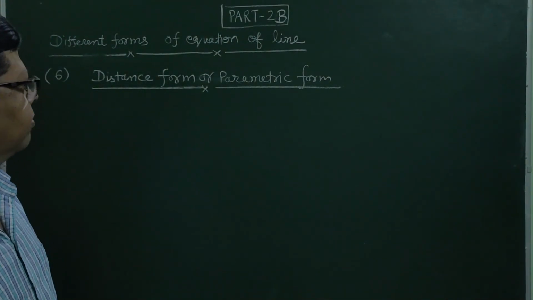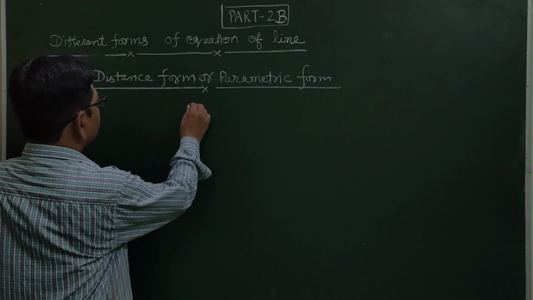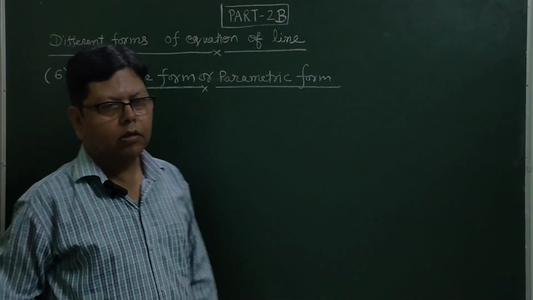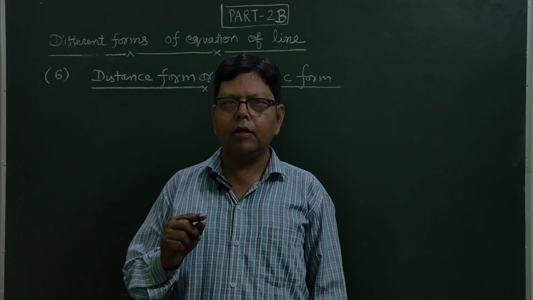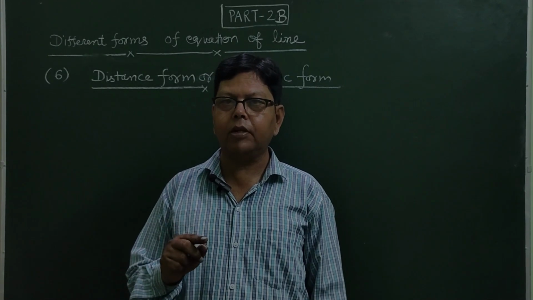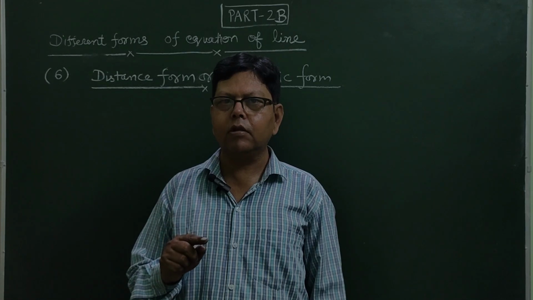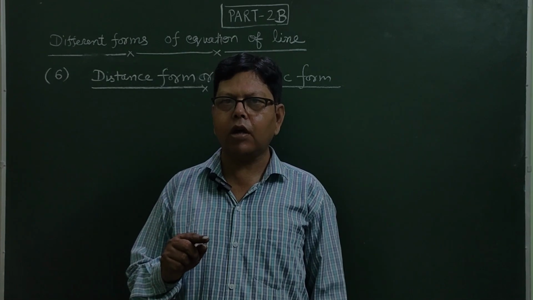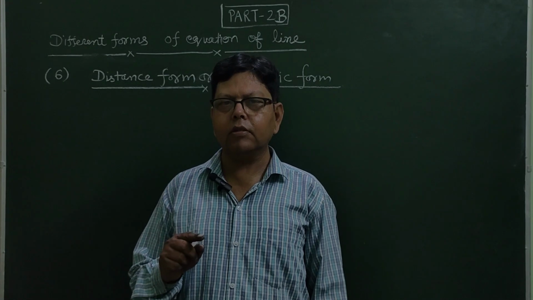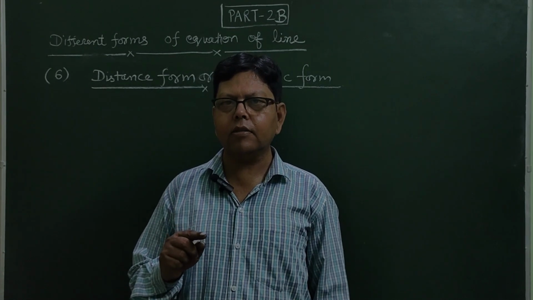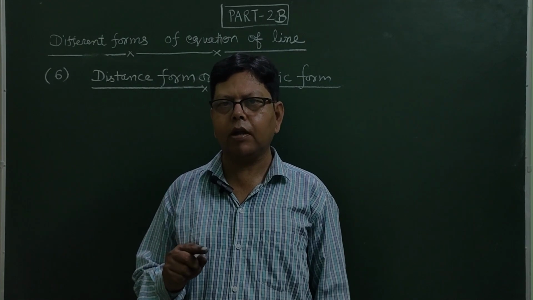In this form, equation of straight line is expressed in terms of a parameter. Parameters are those variables which are used in place of x and y. In this case, the distance r and theta will be taken as parameter.